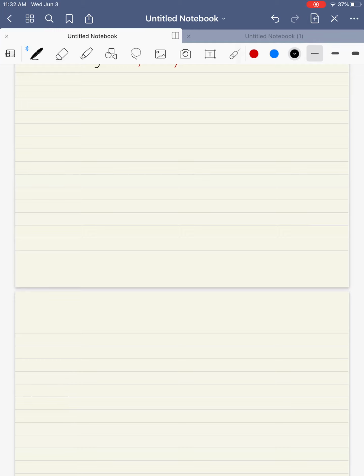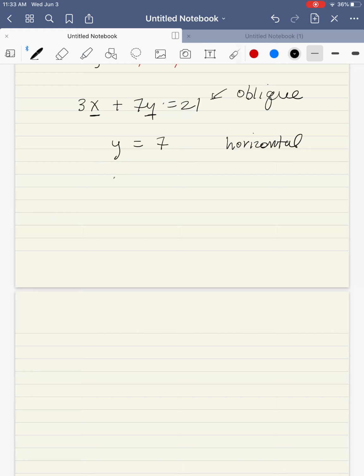So if I'm going to graph a horizontal line or vertical line, I'm going to recognize that it is not an oblique line. Because an oblique line has an x and a y. If I only have a y, then that tells me I know what y is. It always stays the same. It is a horizontal line. And if I have only an x, I know what x is all the time, and it is a vertical line.